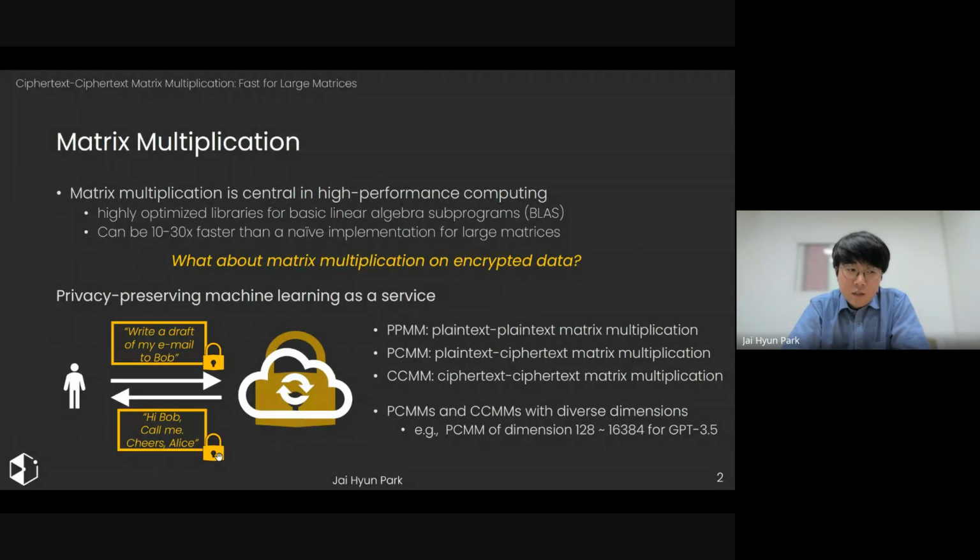I want to highlight that when you want to do machine learning with large models, for example privacy-preserving machine learning with an LLM, you might need to do PCMM or CCMM with diverse dimensions. Sometimes they are really small, but sometimes they are really big. For example, if you want to do secure inference of GPT, you might need to do PCMM or CCMM of dimension more than 10,000 at some point. So matrix multiplication is important, and encrypted matrix multiplication is also important.